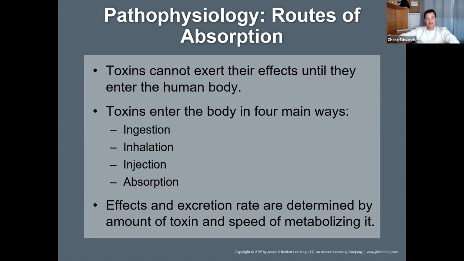So, pathophysiology and routes of absorption. Toxins cannot exert their effects until they enter the human body. The four primary methods of entry are going to be ingestion, inhalation, injection, and absorption. The combination of the amount of toxin and the relative speed at which it's metabolized are going to determine its effect and excretion rate. Okay.